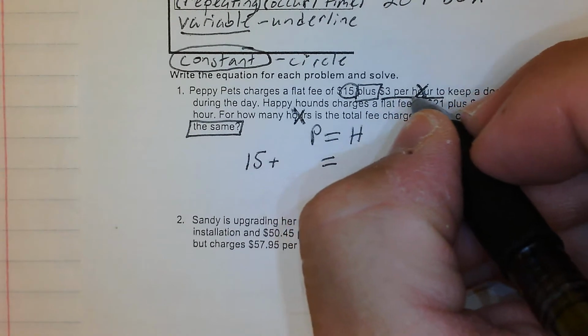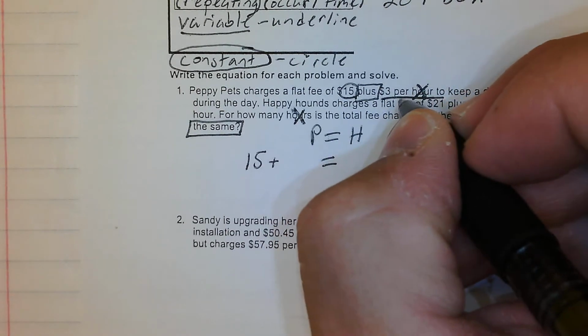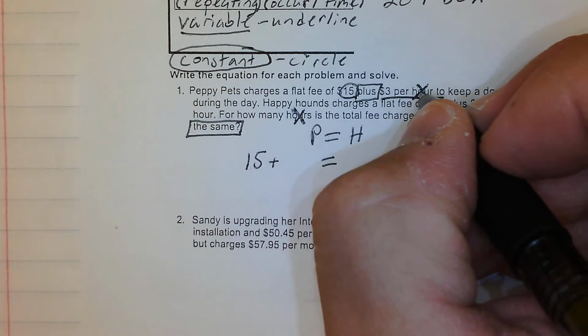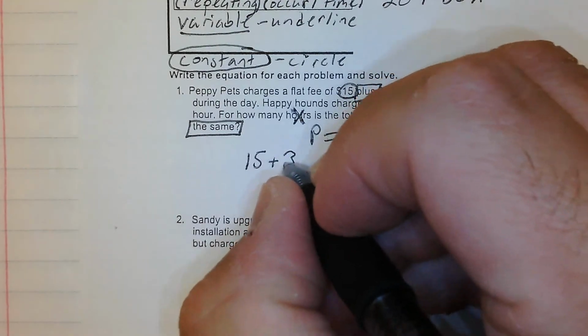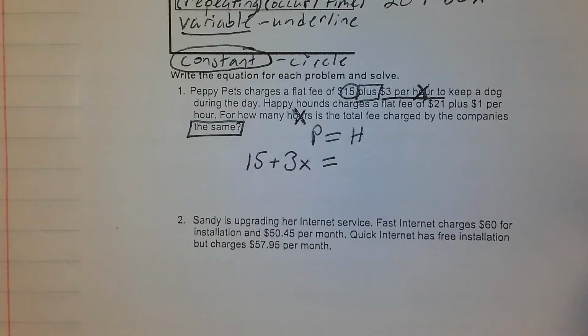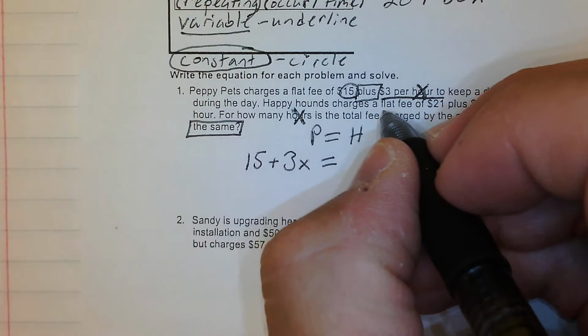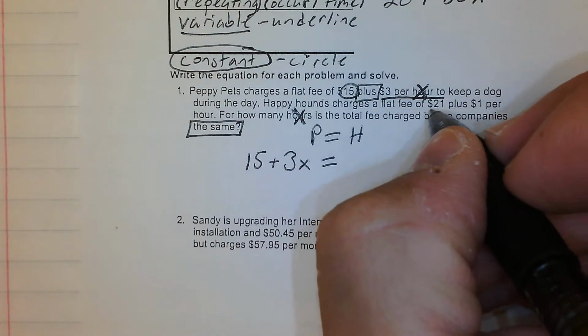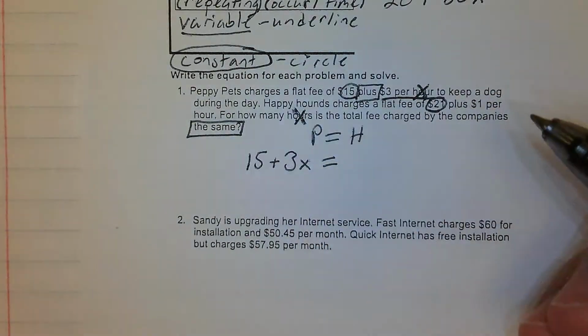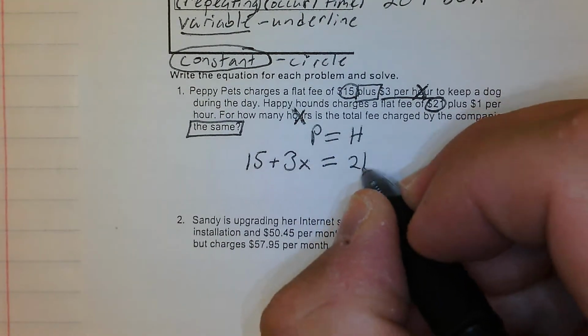So that's $3 per hour. Per meaning to multiply. So 3 times X. So we say plus 3 times X, or 3X. Happy Hounds charges a flat fee. There's that keyword I'm looking for again for my constant. So $21 is my constant.